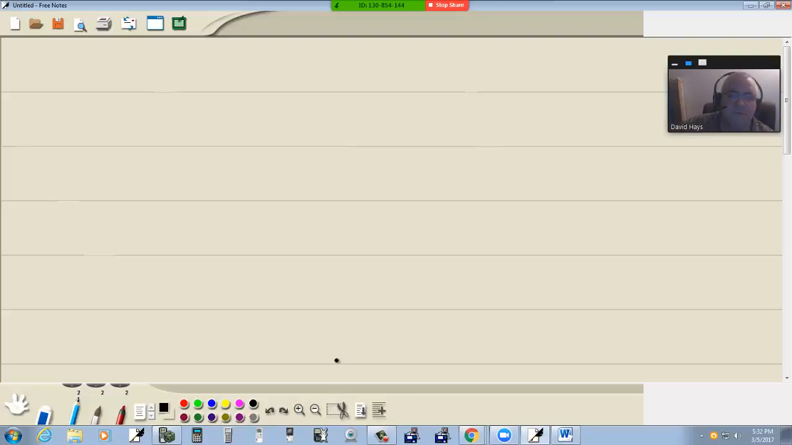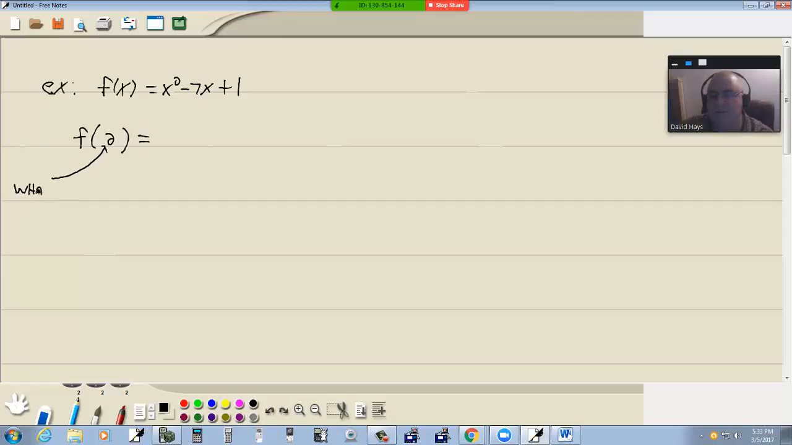So if I had a problem that looked like this, f of x is equal to x squared minus 7x plus 1, and we want to find f of 2. Now whatever's inside of parentheses right here is whatever we are evaluating for. It could be a number, it can be a variable, it can be anything. That's why I say whatever we're evaluating for.